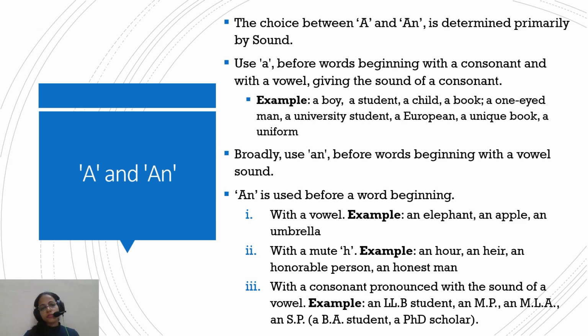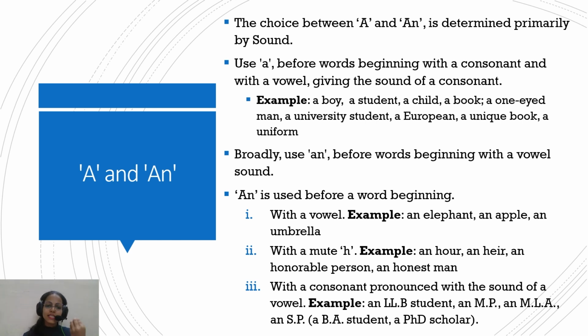Now, where are we supposed to use the article a or the article an? We have understood that a and an are indefinite articles. That is, they are used in a general sense and not in the specific sense. But where do we use a and where do we use an? We have generally studied that a is used before consonants and an is used before vowels. But it's not just the first letter, it is determined primarily by the sound of the word.